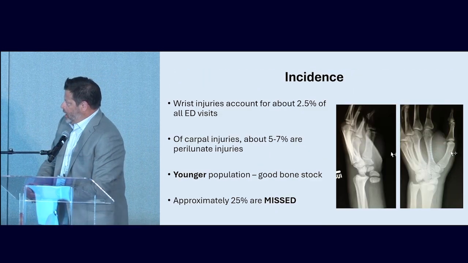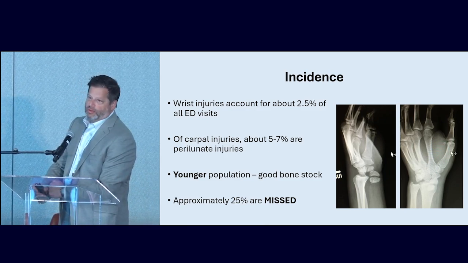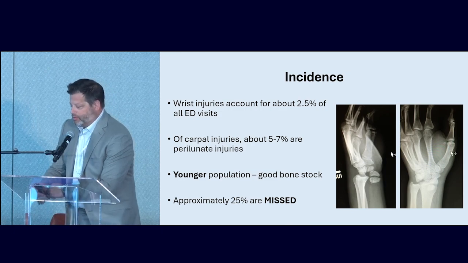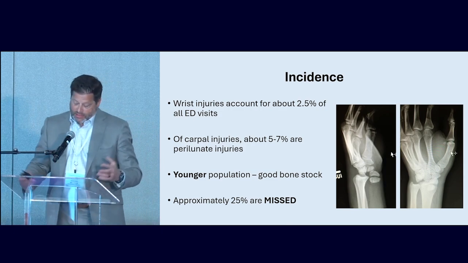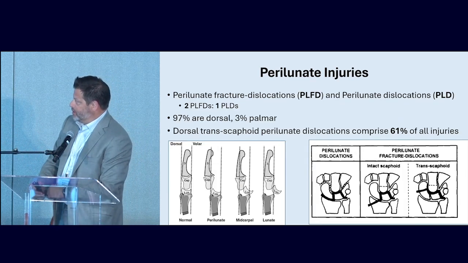So wrist injuries account for about 2.5% of all ED visits, and about 5% are perilunate injuries. This happens in a younger population with good bone stock and are very, very high energy injuries. The interesting thing, if you look through the literature, is that a lot of these are missed. You look at some of these x-rays and you wonder how they can be missed, but there are some subtle ones that are definitely missed.